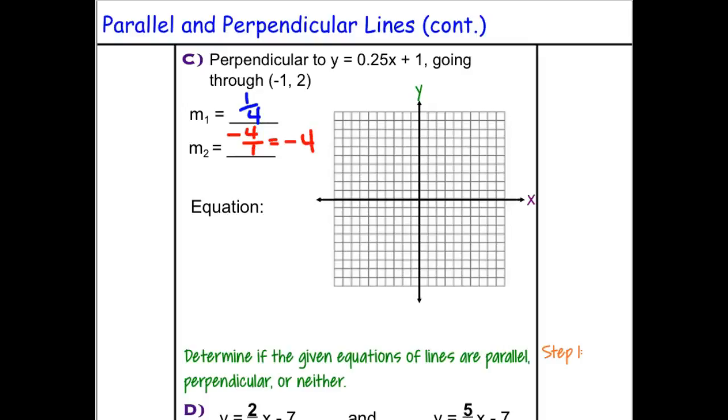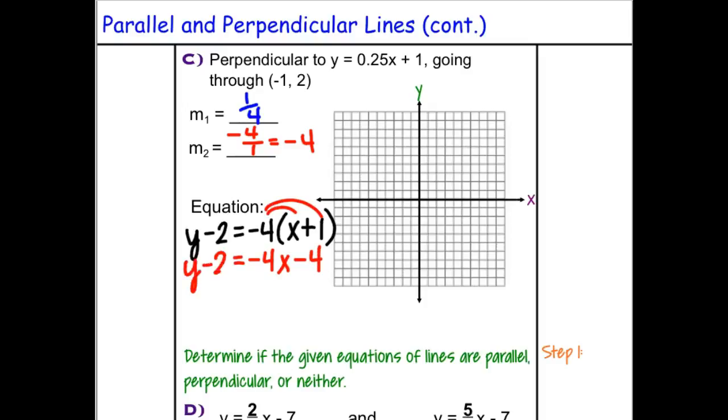So then we go ahead and put it into our equation. So y minus y1, which is 2, equals negative 4 times x minus x1, which is negative 1, so x plus 1. Go ahead and distribute. Negative 4 times x is negative 4x. Negative 4 times 1 is negative 4. And then we have our y minus 2. So then we add the 2 to both sides, and we get y equals negative 4x minus 2.